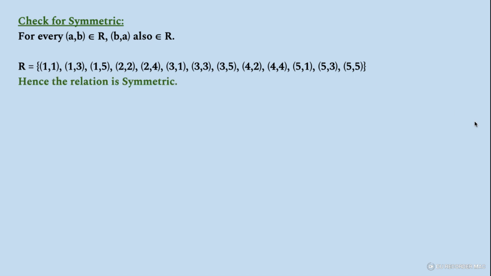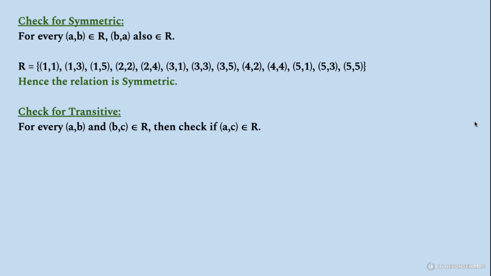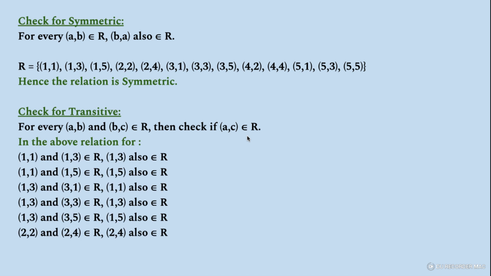Okay, that is proved. Now moving on, let's check for transitive. That is, for every (a, b) and (b, c) belonging to R, we have to check if (a, c) belongs to R. If in case (a, c) also belongs to R, then you can say the relation is transitive. You remember, right? The condition for transitive is if (a, b) and (b, c) belong in the relation, then (a, c) should also belong in the relation. That is the condition.